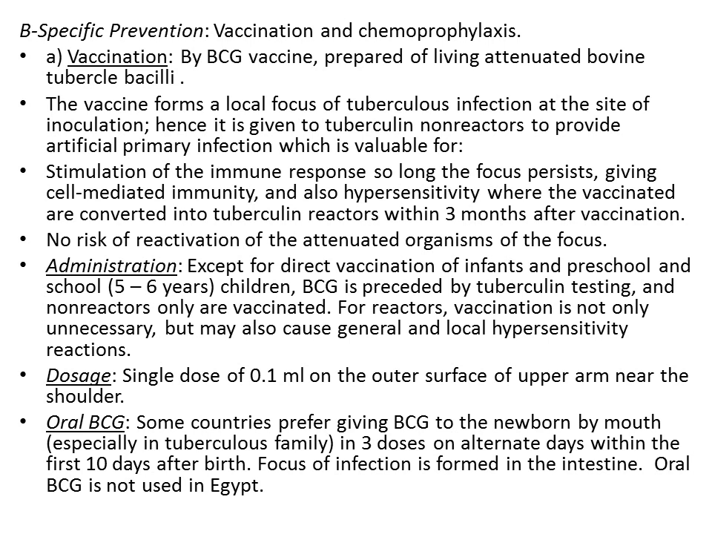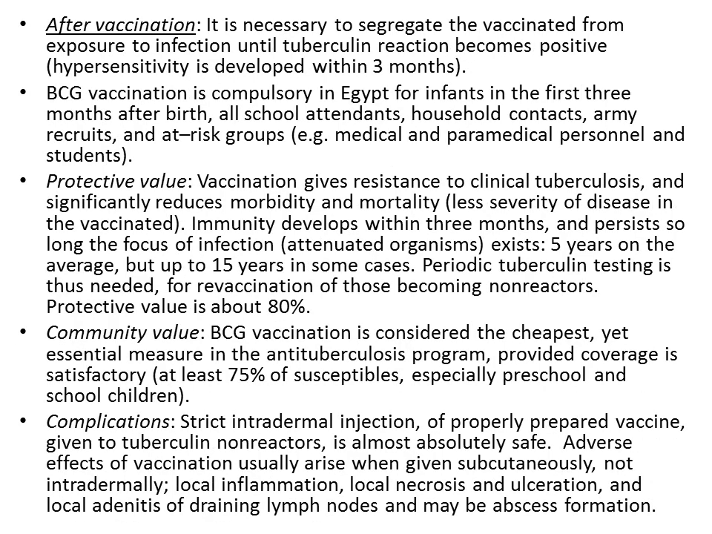Another vaccine, which is the oral BCG vaccine, is given to the newborn by mouth, 3 doses on alternate days within the first 10 days after delivery. Usually, delayed hypersensitivity or lymphocytic immunity develops 40 days after the injection of the vaccine. Usually the protective value lasts from 5 to 15 years in some cases.